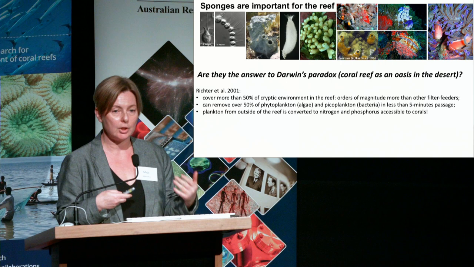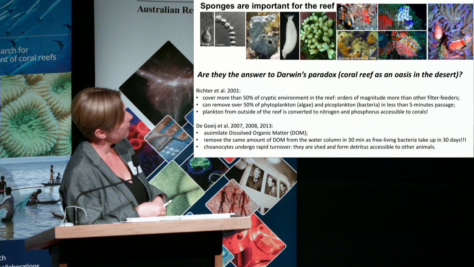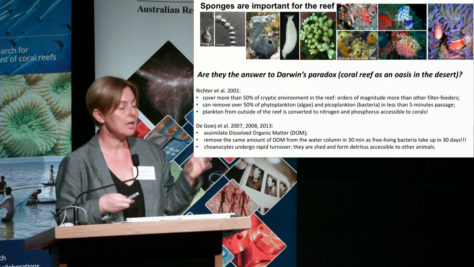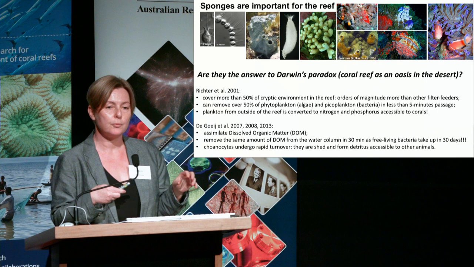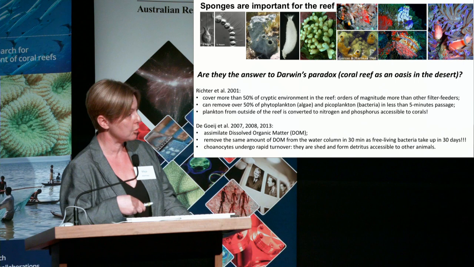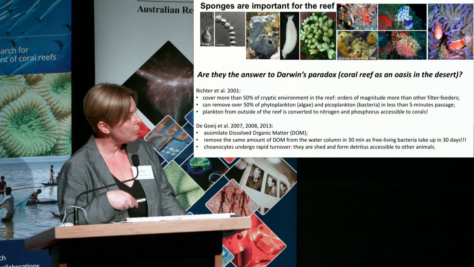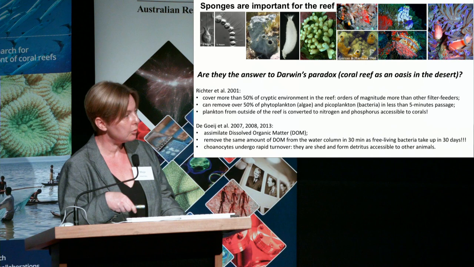But this is not all. In fact, quite recently, people found that it's not only that the actual cells, like bacterial cells or algal cells, can be captured by sponges, but also that sponges are able to assimilate dissolved organic matter. So every kind of protein and any other stuff like that that floats above the reef or through the reef is effectively removed by the filter feeder sponges. And in fact, it has been measured that sponges are able to remove dissolved organic matter from the water column in 30 minutes, the amount that would take free living bacteria approximately 30 days.